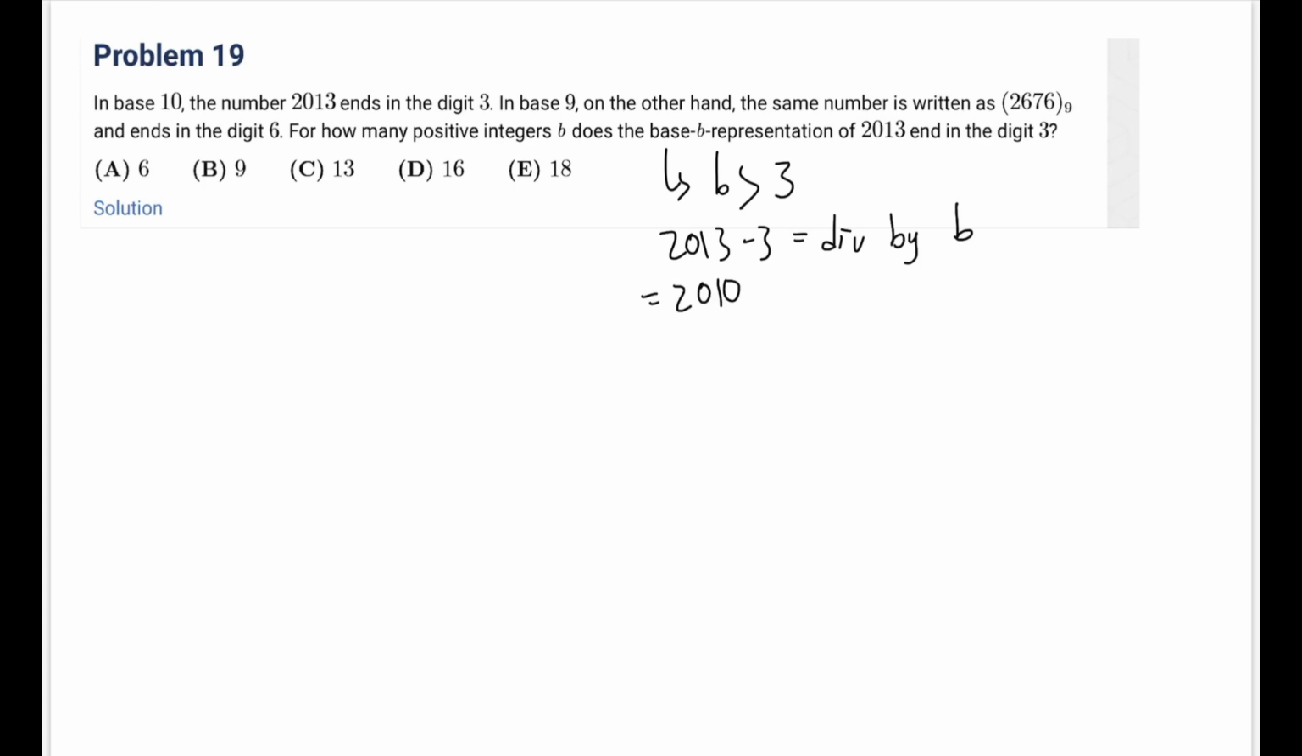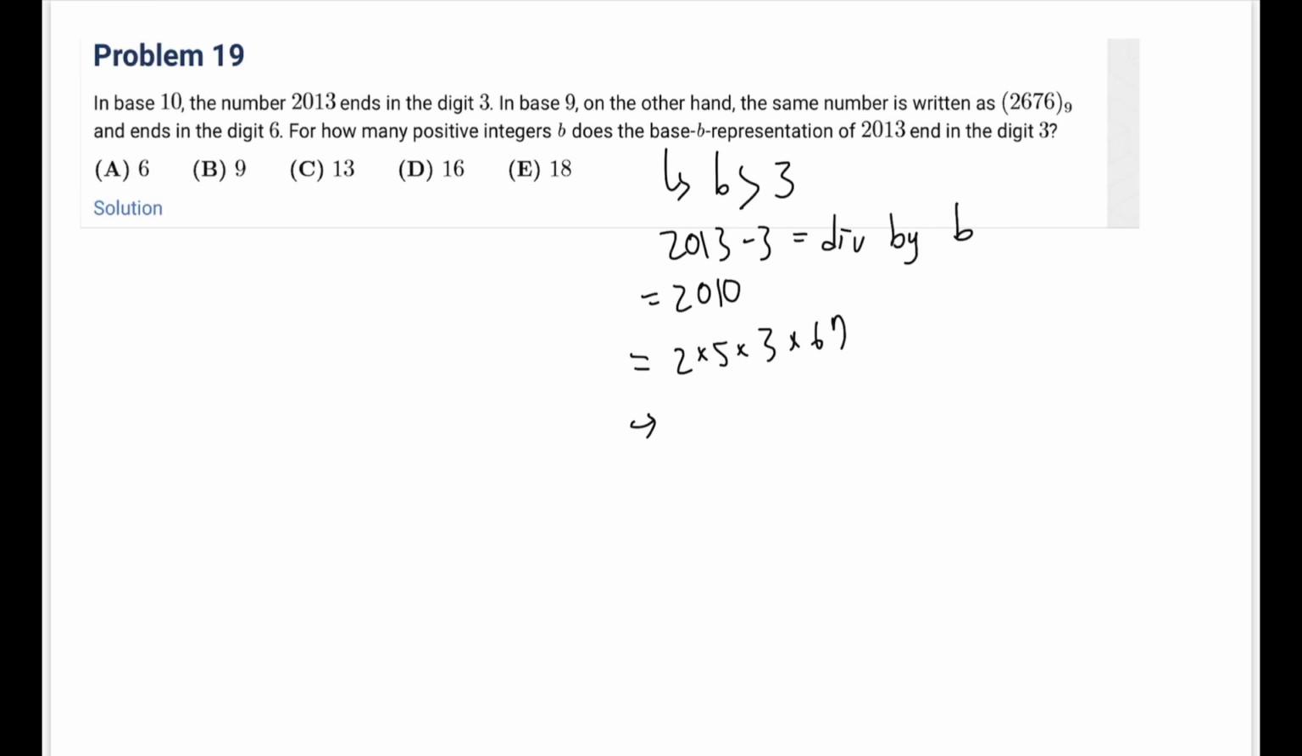So if we dissect 2010, this would be 2 times 5, so this is 10, and times 3, this is 2001 divided by 3, so that will be 667. So 2 times 5 times 3 times 67, and so the base b representation of 2013 ends in the digit 3.